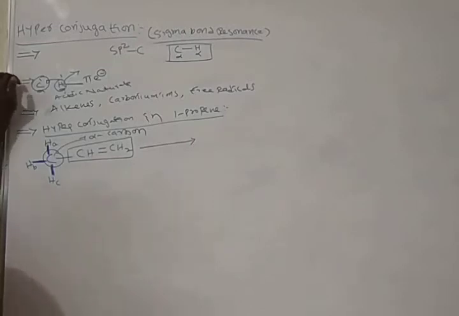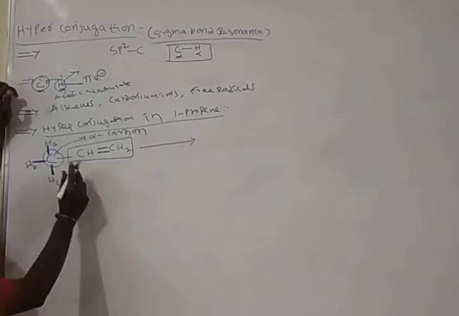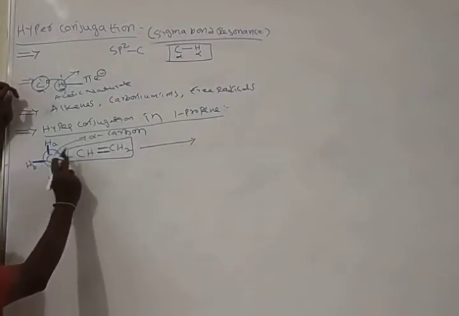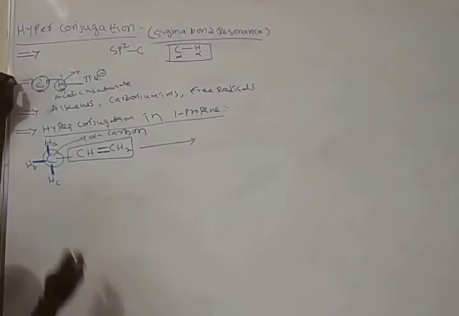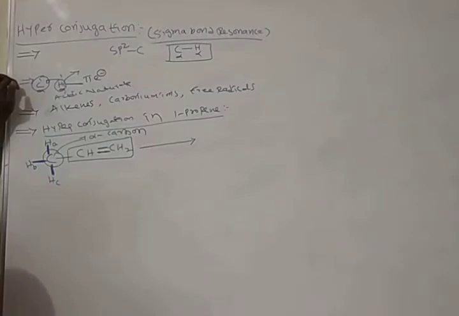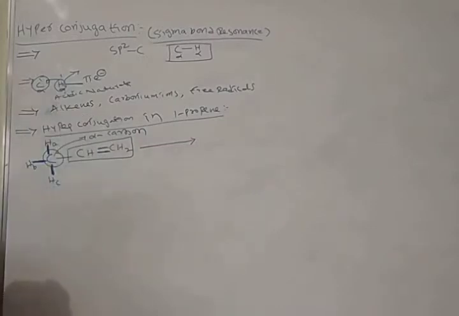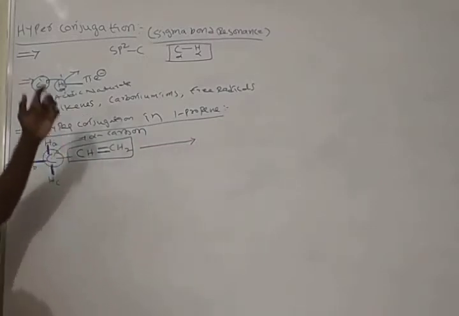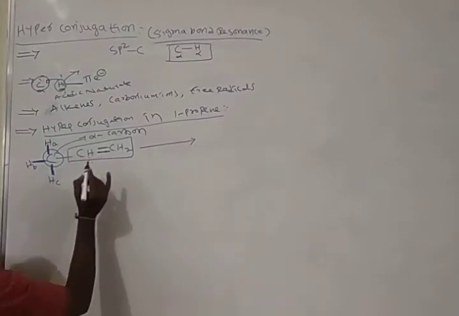What is the meaning of conjugation? The pi bond and the sigma bond are separated by one more single bond, the carbon sigma bond; that we call conjugation. They are alternate, separated by one single bond, so it is present in conjugation. This molecule is able to exhibit hyperconjugation. All conditions are satisfied.